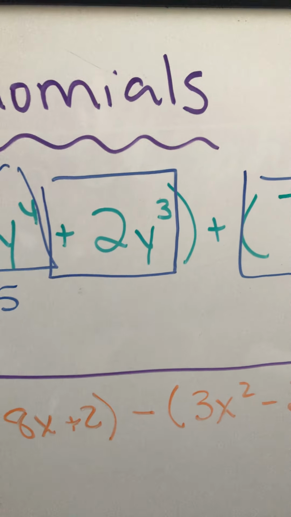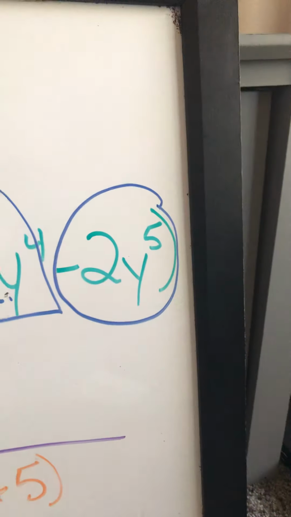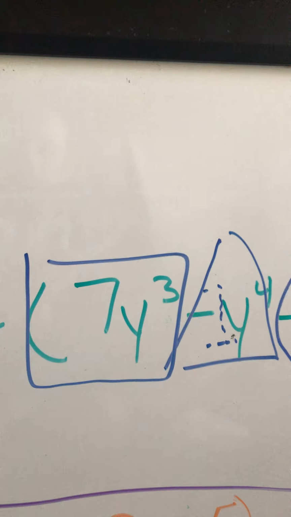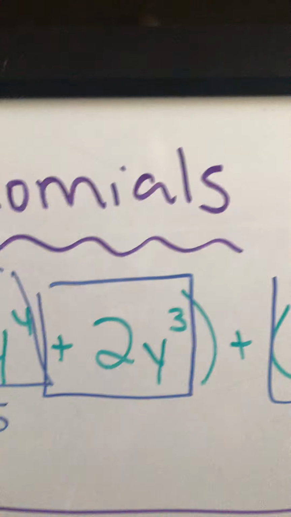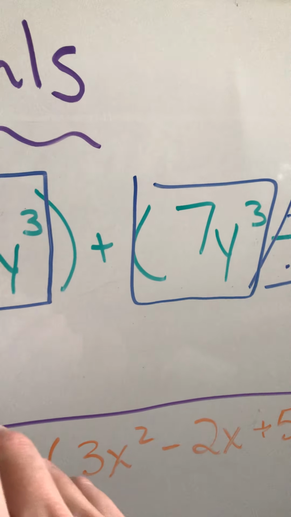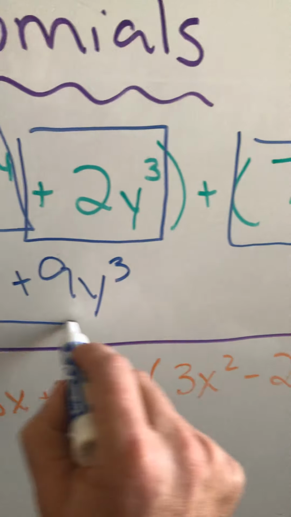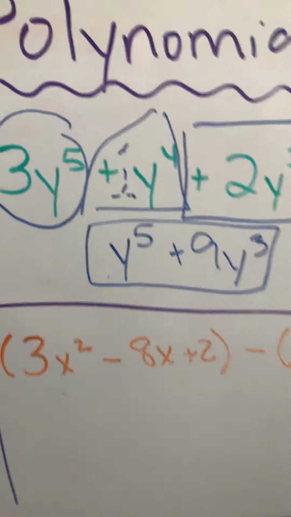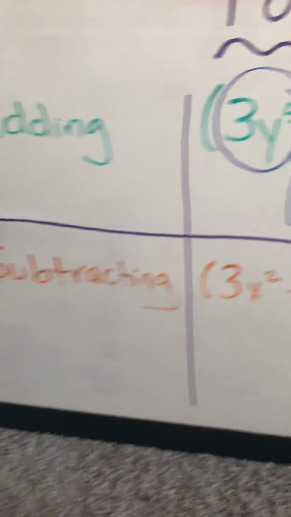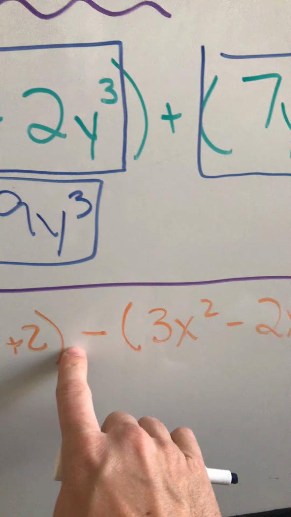For the last part then, we look at our squares. I have 2 y to the third here, and here I have, if I go back to my thirds, I have 7 y to the third. So I'd add the 2 plus the 7, which is going to give us 9 y to the third. So as we finish this top part when we're adding, our final answer should be y to the fifth plus 9y to the third.